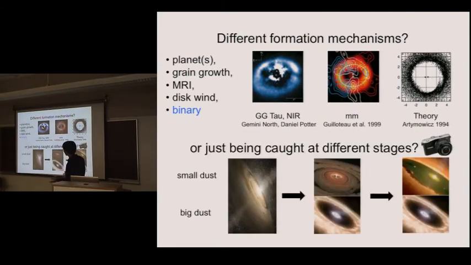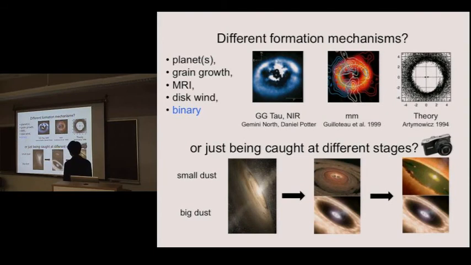Another possible explanation is that we're just looking at objects at different stages. They all start with a full disk. Then somehow the big dust gets depleted first, leaving a small dust disk here. Then as time goes on, the small dust is subsequently depleted. Then you have the cavity in both dust components.